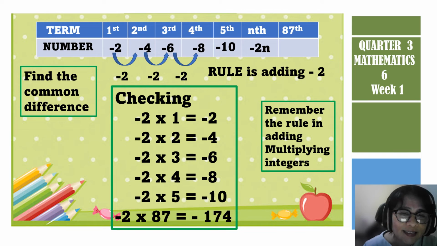Nating rule na negative 2n. So, substitute lang natin yung given number, negative 2 times yung pang n natin. Ang hinanap na natin ay pang 87, kaya times 87 is equals to 174, negative. Kasi they are unlike sign, kaya ang sagot ay negative 174. Madali lang, di ba?